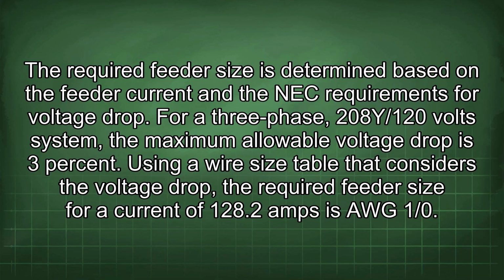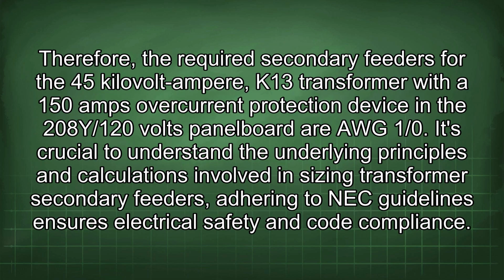For a 3-phase 208Y/120 volt system, the maximum allowable voltage drop is 3%. Using a wire size table that considers the voltage drop, the required feeder size for a current of 128.2 amps is AWG 1/0. Therefore, the required secondary feeders for the 45 kilovolt ampere K13 transformer with a 150 amps overcurrent protection device in the 208Y/120 volts panelboard are AWG 1/0.